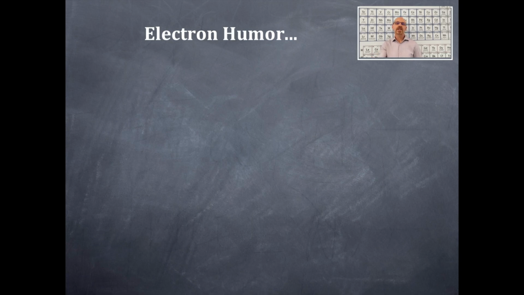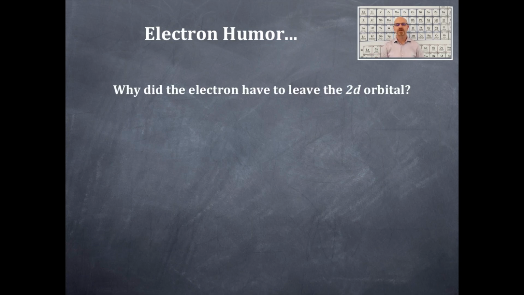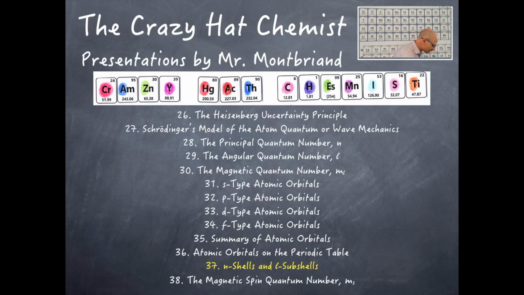All right, so here's some electron humor, and it does relate to what we just went over, so make sure that you understand what we just went over. Why did the electron have to leave the 2d orbital? Notice that there was no 1p, there's also no 2d orbital. Why did it have to leave the 2d orbital? Well, of course, because it had 2p, of course. Duh.